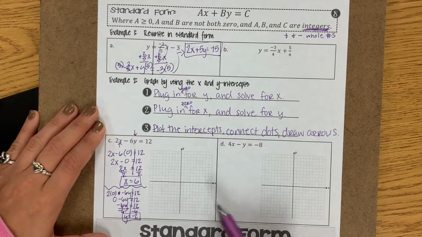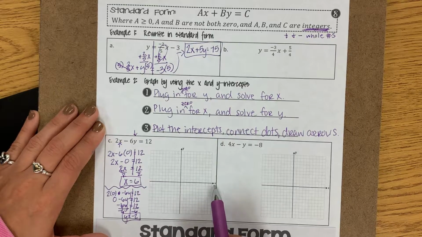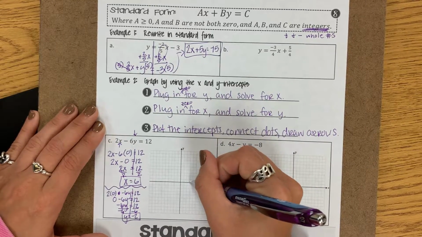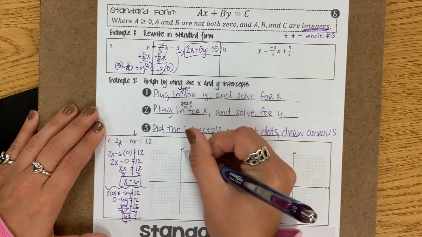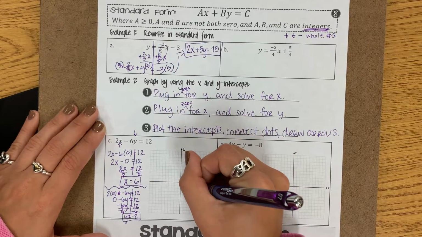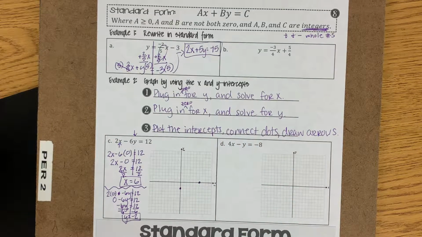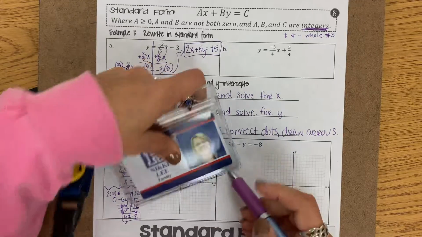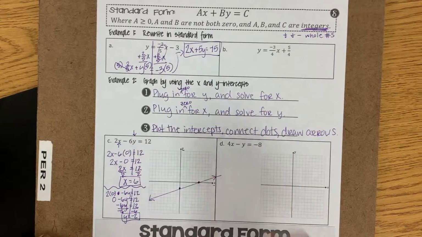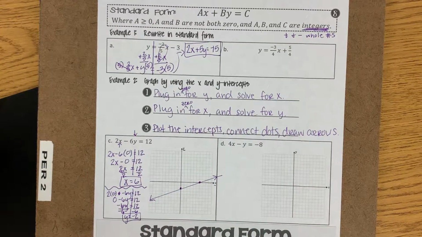Step 3 says plot the intercepts. I have an intercept on the x-axis at 6. So 1, 2, 3, 4, 5, 6. And on the y-axis I have negative 2. So y-axis down 1, 2. Notice I have my 2 dots. So I'm going to connect the dots and draw my arrows. And that's it. We'll do example D in class.